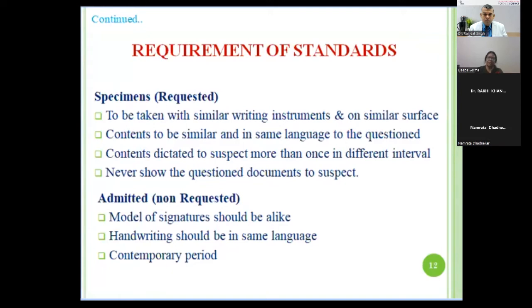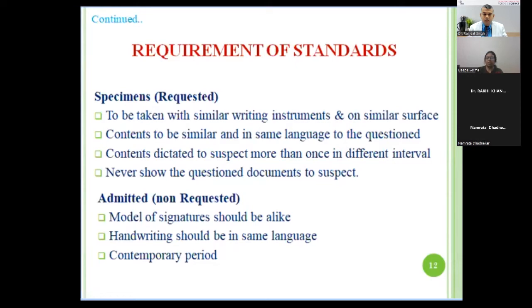And then there are cases where you require admitted writings. These are not requested writings; generally, admitted writings are collected from the period near the question document. So it is contemporary period writing which is very important in the examination, and the examiner gets much more benefit from these writings because they can provide many more clues about his or her health, mental condition, or improvement or deterioration of writing characteristics.